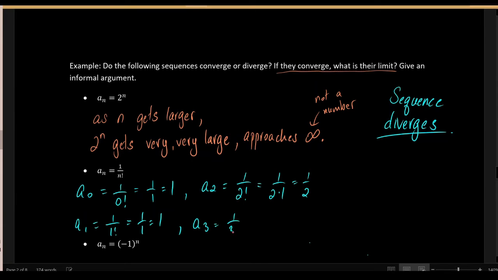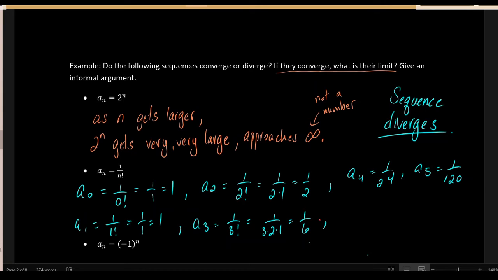A3, 1 over 3 factorial, is 1 over 3 times 2 times 1, which is 1/6. And correspondingly, A4 is 1 over 24, A5 is 1 over 120, and so on. So with each step, we are taking the number 1 and dividing it by a quantity which seems to be growing pretty rapidly. So the terms in this sequence are getting very small pretty quickly.